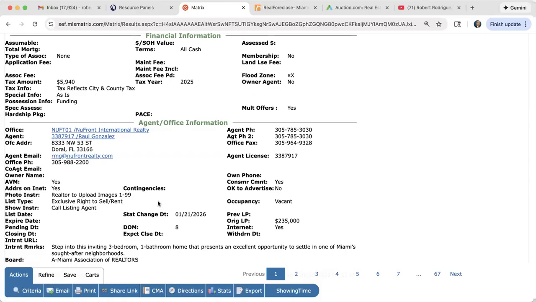So whenever you are representing a buyer in any situation and you're putting a contract together, during your inspection period, even if it's cash, right?